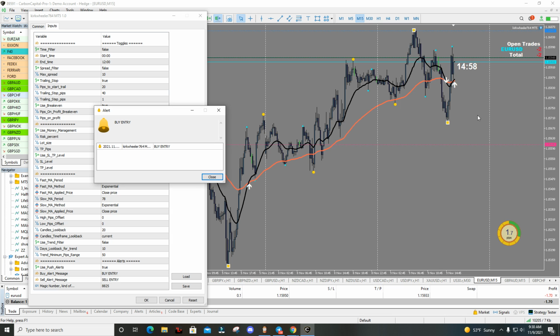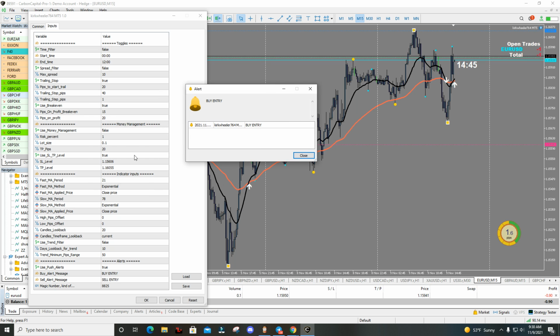Yep, it executed the trade. Stop loss. Ooh, I put the stop... I thought I said stop loss right here. It's a buy entry. Okay, so it entered the trade. Take profit. Yep, I thought I put the stop loss right there though. What did I say? Stop loss.